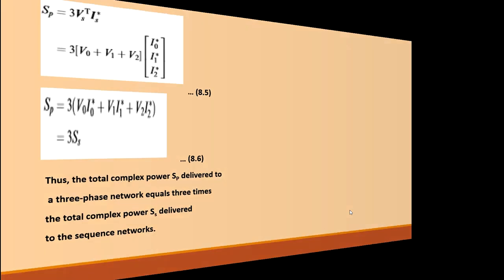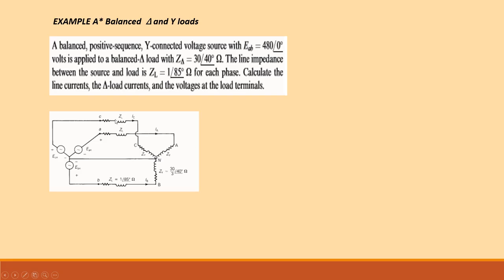This is the example. As you see, we have a balanced positive sequence Y connected source. We have a source of 480 volt with 0 degrees. This voltage is applied to a balanced delta connected load. The connection of the load is delta. The value of the load is 30 ohm with an angle of 40 degrees.